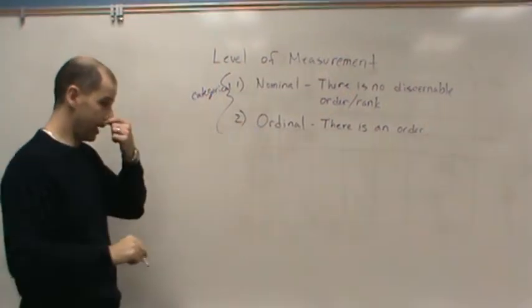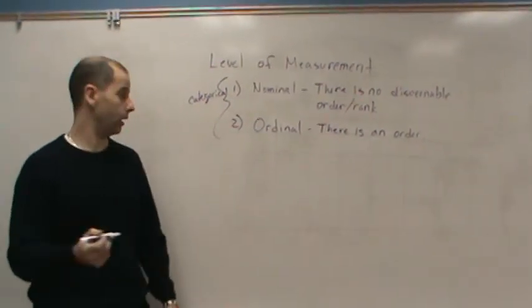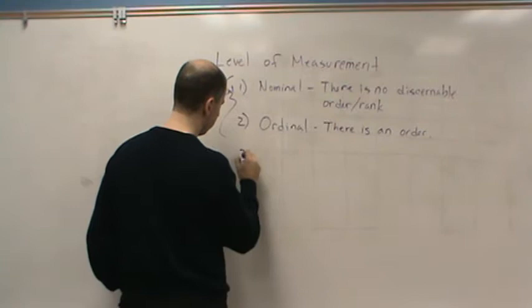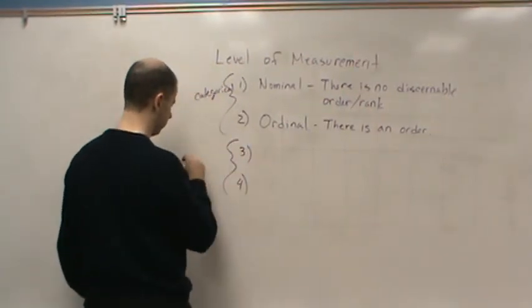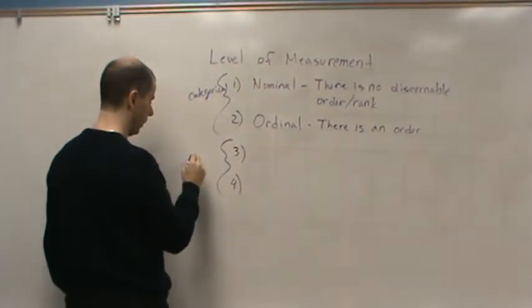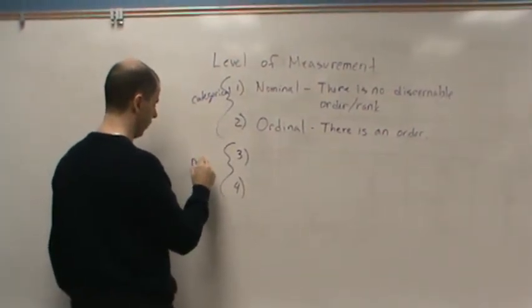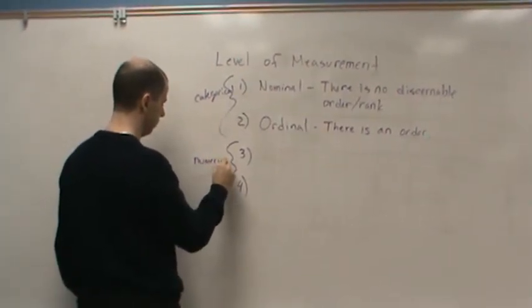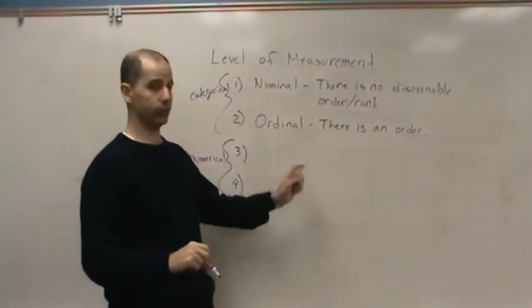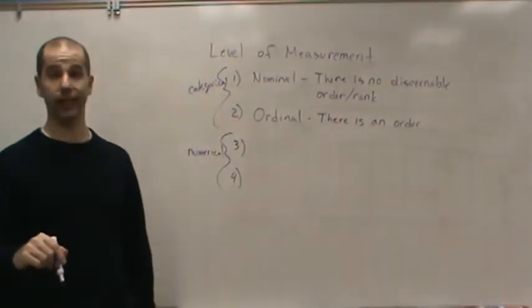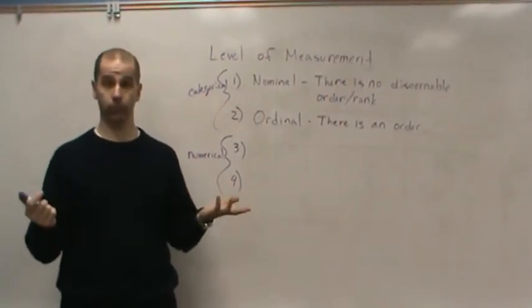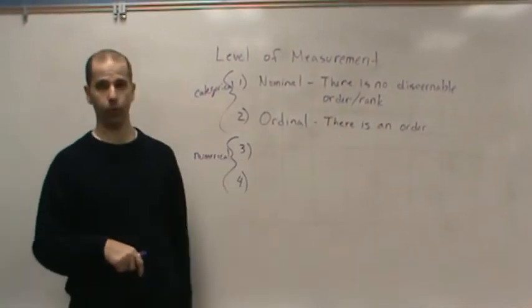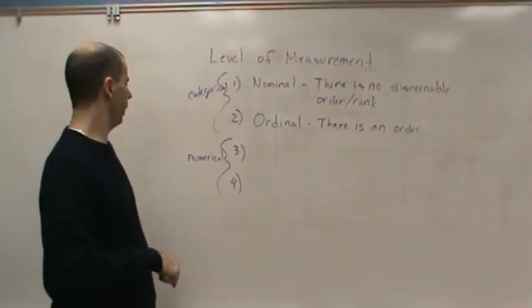Okay. Now the next two are pretty much used with numerical. So 3 and 4 would be used with numerical. And another example of ordinal data could be pain scale, right? So what's your level of pain from 0 to 10, okay? So that would be another type of ordinal data, okay?